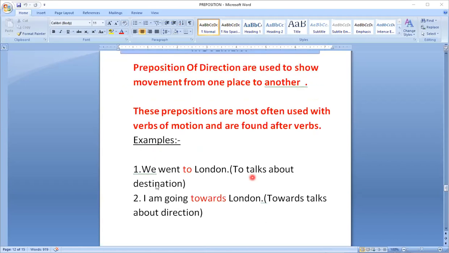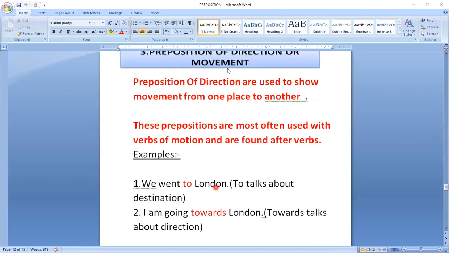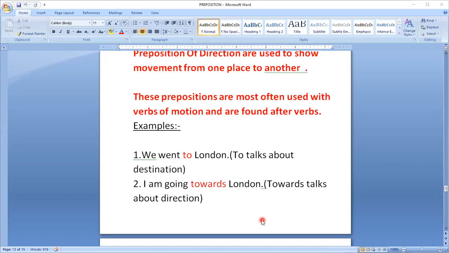So let's start. For example, we went to London. So here we use to as a preposition of direction. We notice that as we talk about movement and direction, this word to is used. This to talks about destination. Destination के लिए हम क्या use करते हैं? Preposition to. Now the second sentence: I am going dash London. So here we use towards. Where we use towards, we talk about direction. Towards किसके लिए बात करता है? Direction के बारे में हमें बताता है.